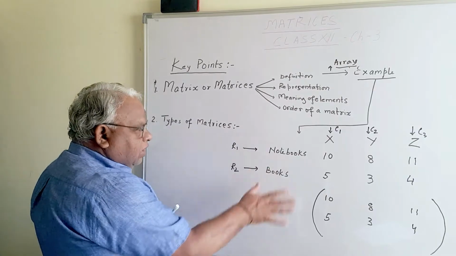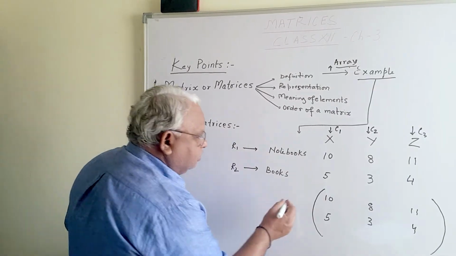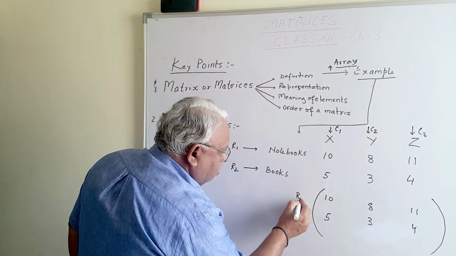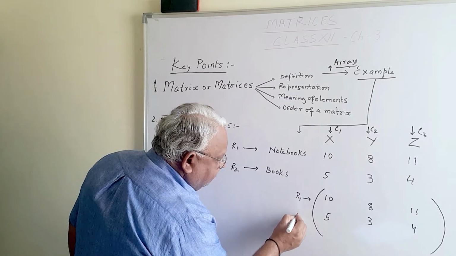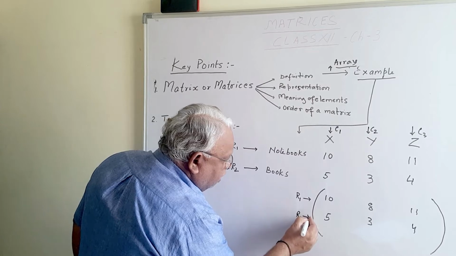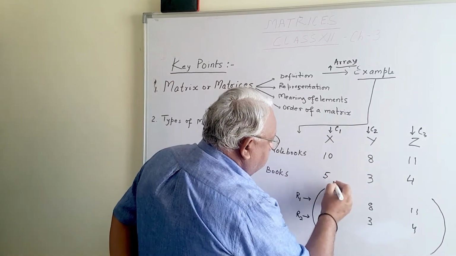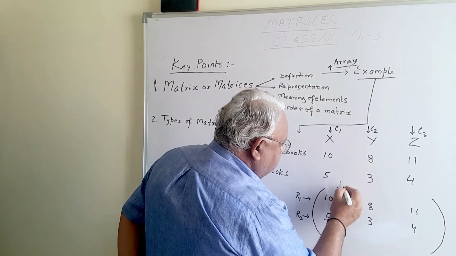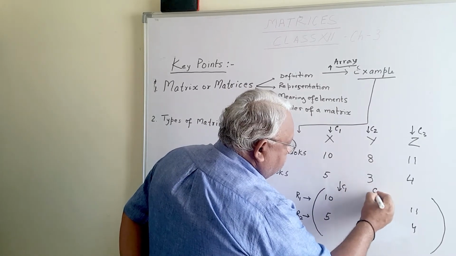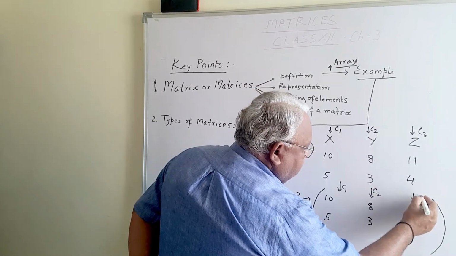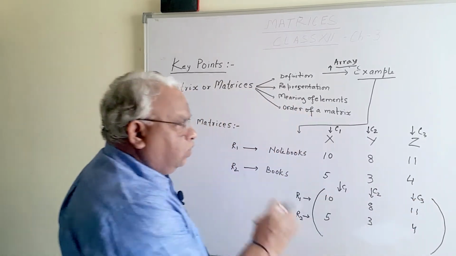So now let us understand this whole structure. I am writing the same thing. This is R1, which goes horizontally. R2 again goes horizontally. C1 goes vertically. C2 again goes vertically, and C3 goes vertically downwards.